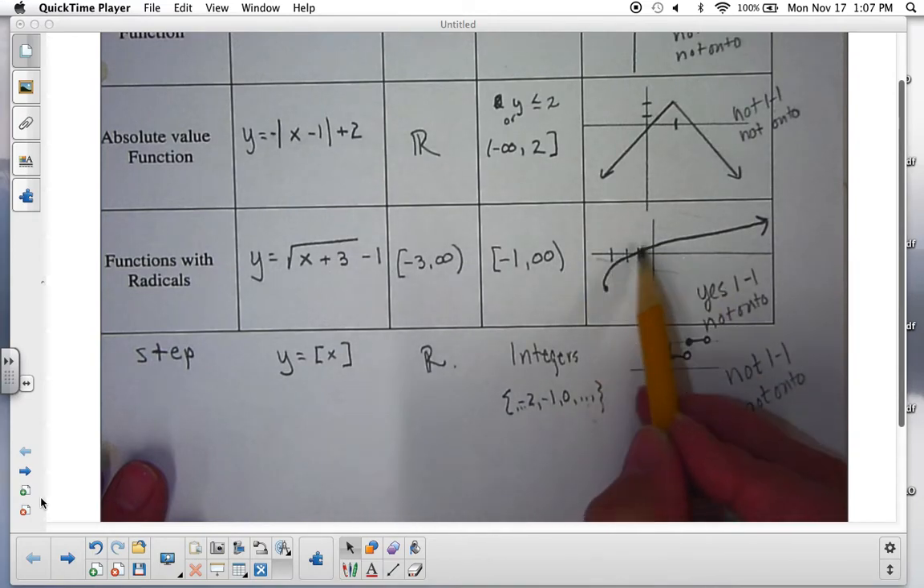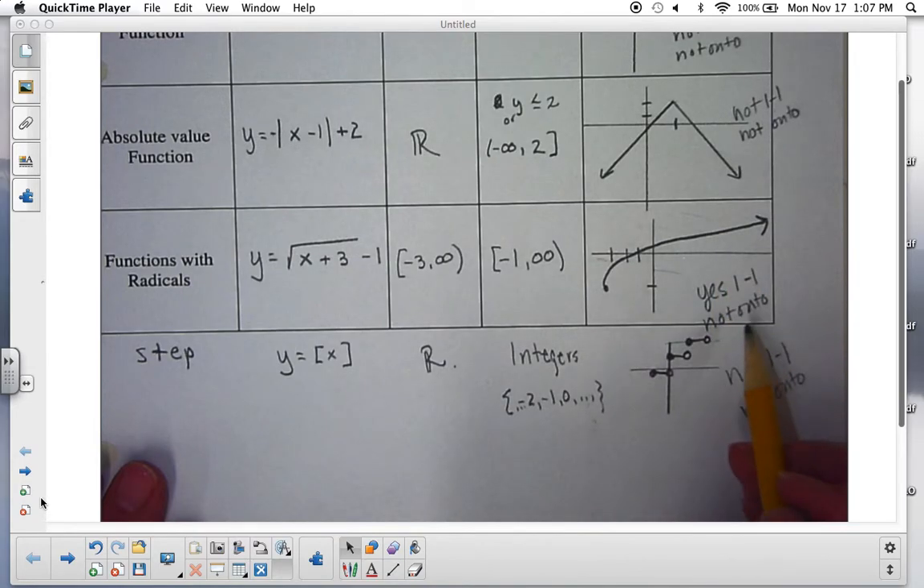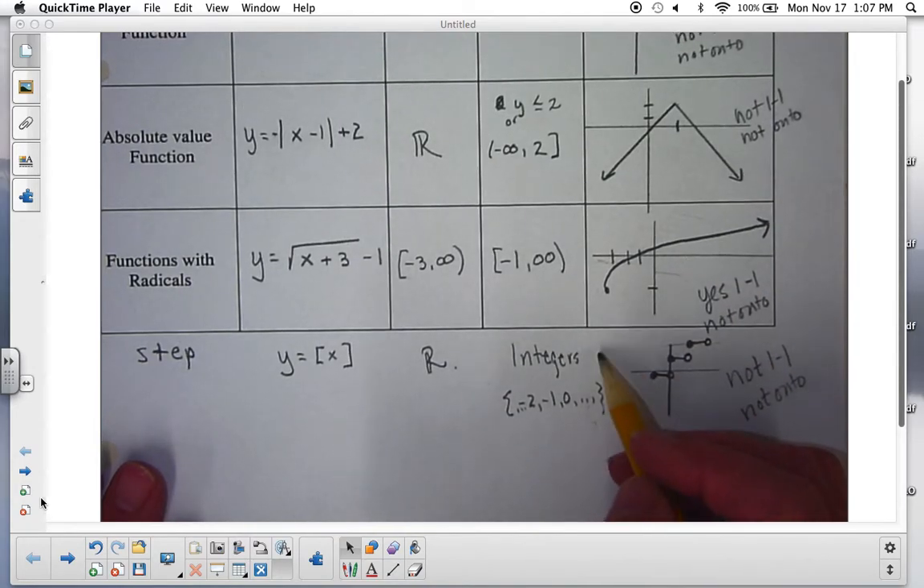It's kind of hard to tell on your calculator. It almost looks like it's flattening out, but it does keep moving up. But it's not onto because there are these y's down below.